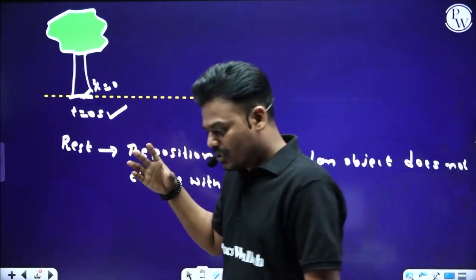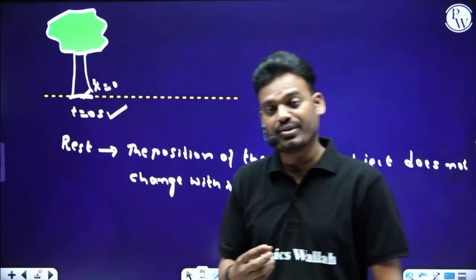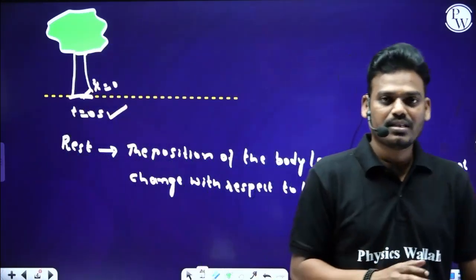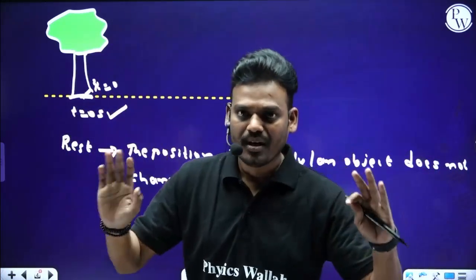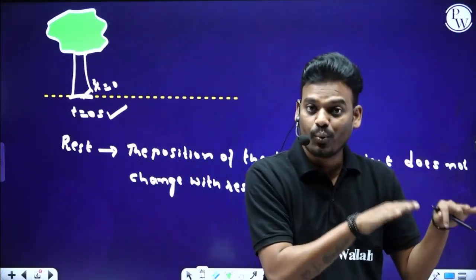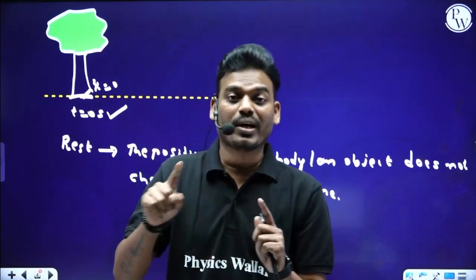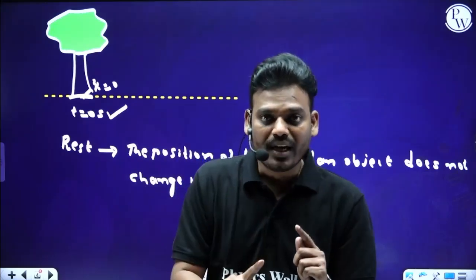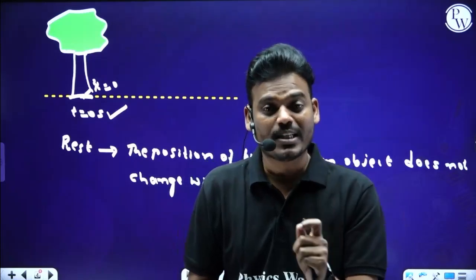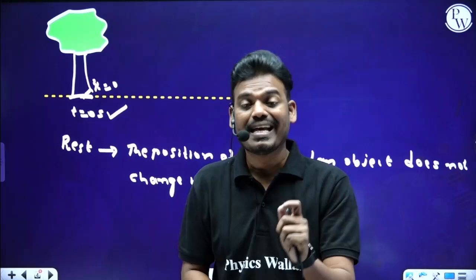Clear? Okay. So in examination, how to represent this definition of rest and definition of motion? When we say the body is in motion, when we say the body is at rest, simple thing. Two statements you remember. If the body or an object changes its position with respect to time, with respect to a reference point, then you can say the body is in motion. If the body or an object does not change its position with respect to time, with respect to a reference point, you can say the body is at rest.